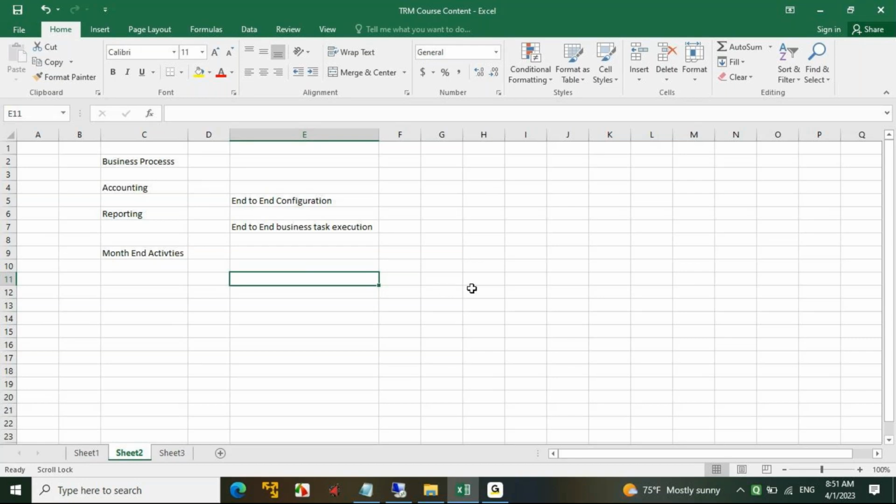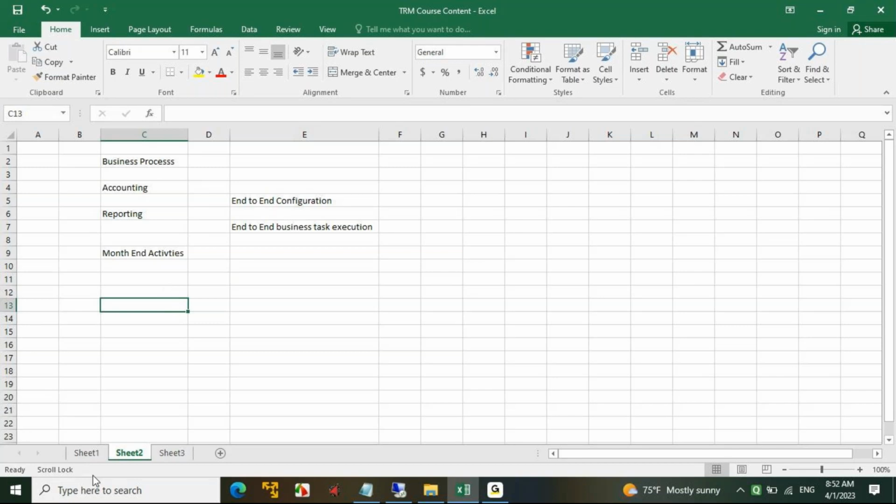So in Treasury, these are the areas they're going to ask you about: business process, accounting, reporting, month-end activities. Most of the time, your interview pattern would be like that. There will be one question where they ask you how you configured one particular product type. But the remaining questions will always go via accounting, business process, and reporting. So you have to understand each and every business process, each and every product with its business processes, accounting and reporting. This is the most important thing.